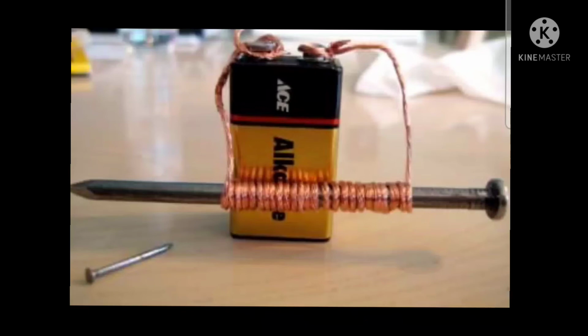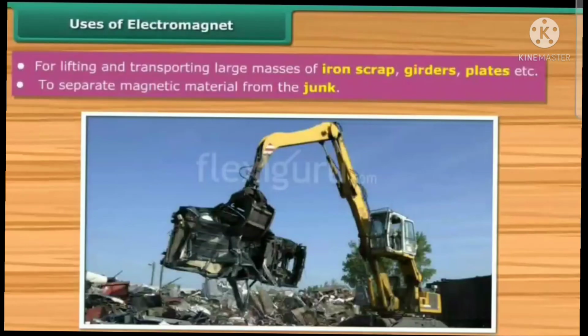Electromagnet. In this figure, it is an electromagnet. The coil in this figure behaves like a magnet when electric current flows through it. When the electric current is switched off, the coil loses its magnetism. Such coils are called electromagnets. Electromagnets can be made very strong and can lift very heavy loads.